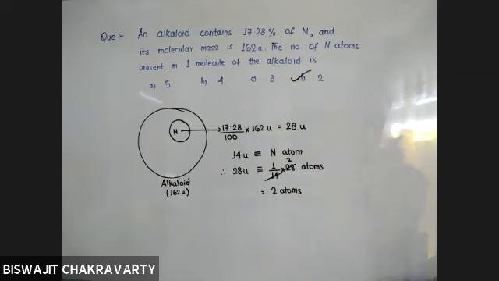Now you are asked that in this 28 units of nitrogen, how many nitrogen atoms are there? So you know that 14 units stands for one nitrogen atom. The 28 units will stand for how much? Will it not be 2? 2 atoms, yes, sir. Understood? Yes, sir, understood. Okay. Everybody has understood. Should I move on to the next question? Yes, sir.